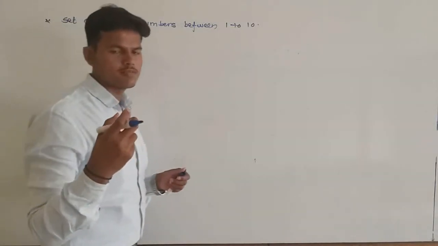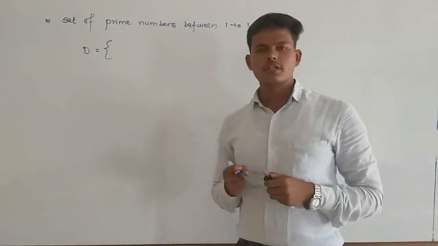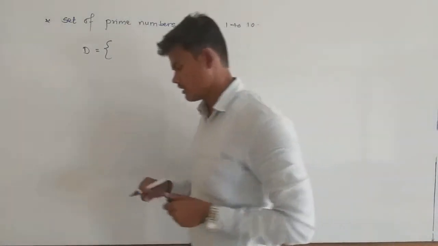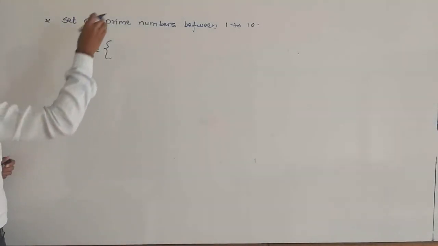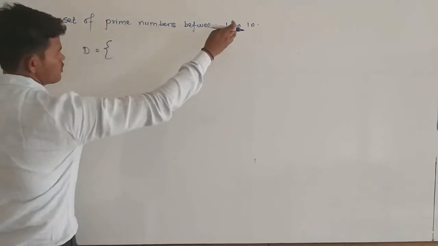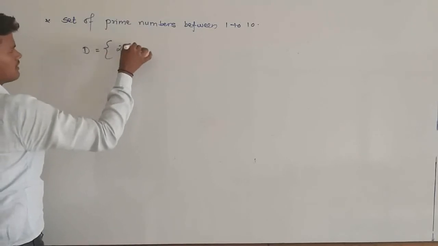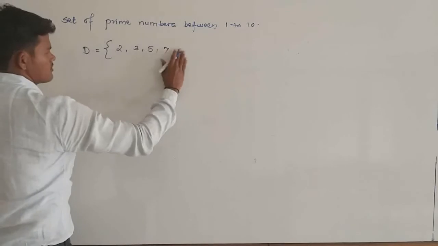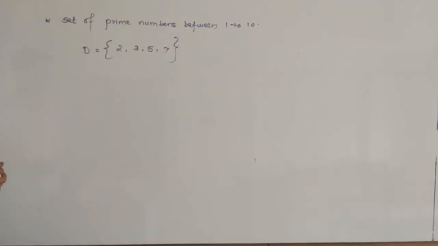First of all, tell me what is a prime number. So prime number means what? The numbers which are divisible by only one or itself are called prime numbers. So we have to write the prime numbers between 1 to 10. The first prime number is 2, then 3, then 5, 7. So these are the prime numbers between 1 to 10.